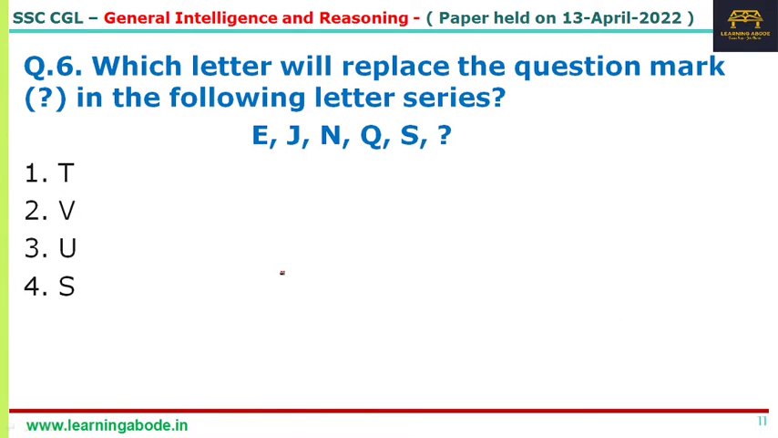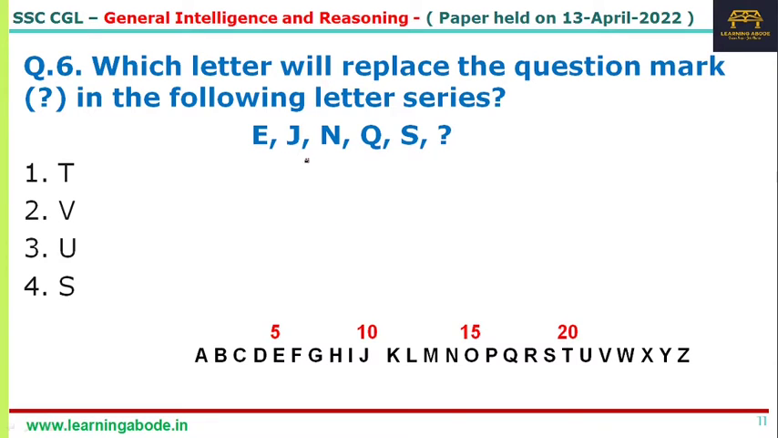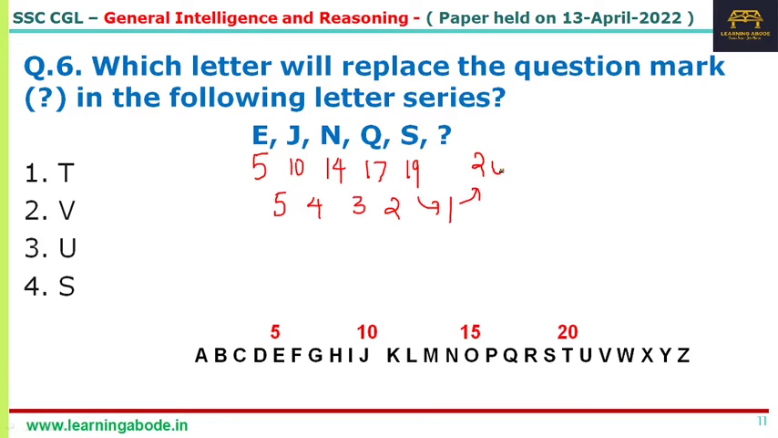Now the sixth question. You have a sequence like E, J, N, Q, S. What will be the next alphabet? Here again, just go for the numbers. The positions: E is 5, J is 10, N is 14, Q is 17, S is 19. What is the difference? The difference is 5, 4, 3, after that 2, then it will be 1. So 19 plus 1 is 20, and the 20th alphabet would be T. That's a very easy guess. In the answer options you have T. So for the sixth question, answer option 1, T, is the right answer.